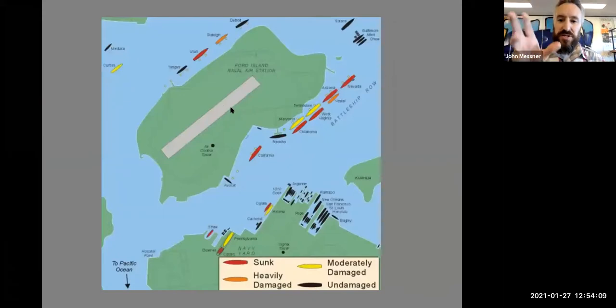And here's another picture. So we were just looking at this part on the last slide. So it's turned a little bit, but again, you're seeing the battleships, and the red is sunk. The orange is severely damaged. The yellow is moderately damaged. And then over here, this is also part of Battleship Row. These are smaller, what are called destroyers. They're not battleships. They're smaller than battleships.